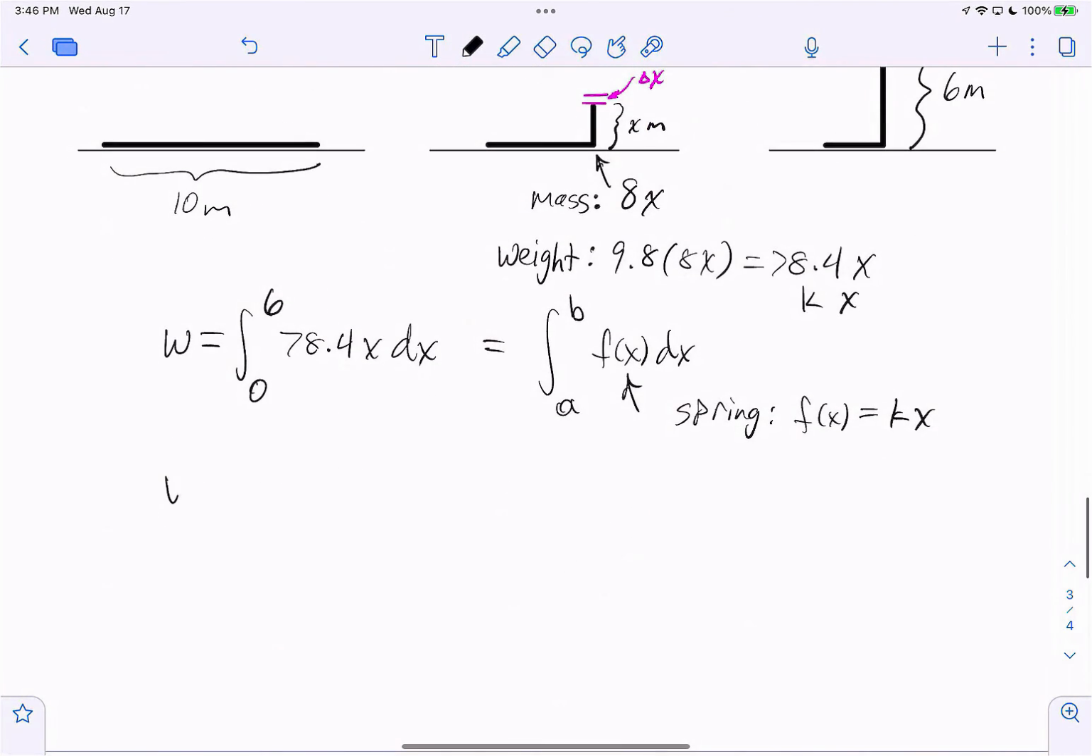As before, the actual calculus of this is pretty straightforward. We'll use the power rule. We got 39.2x squared evaluated from 0 to 6, giving us a result of 1,100, excuse me, I misread that, 1,411.2. What do you mean you misread? I used a calculator, of course. And because this is metric, we're in joules.